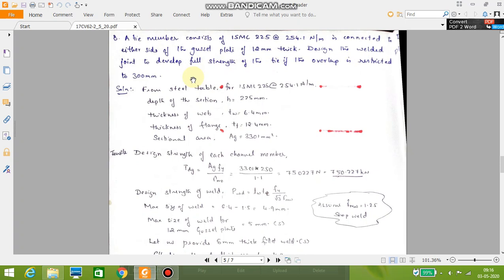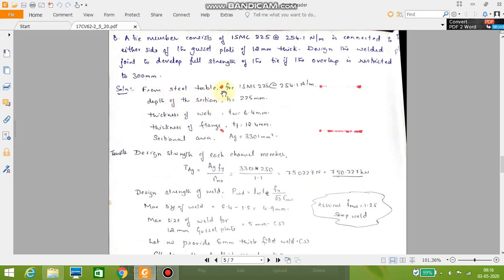So whenever in the problem you get that the overlap is restricted to 300 mm, it is an indication that there is a possibility of the problem having to be designed as a slot weld. Whenever the length of the plate is not sufficient to take up the total length of the weld, we may need to create a few slots to provide the actual length of the weld.